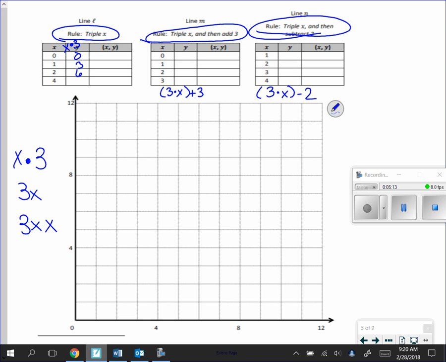So, put the number where the x is. 4 is x. 4 times 3. 12. So now you have your coordinates. 0, 0. 1, 3. 2, 6. Oh, sorry, I forgot the comma when I did it. 4, 12. Thank you.